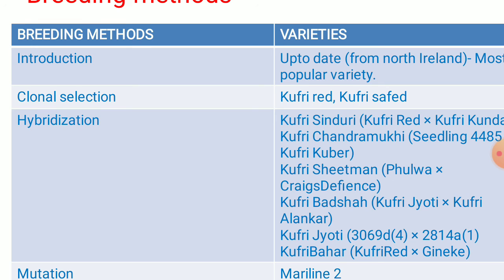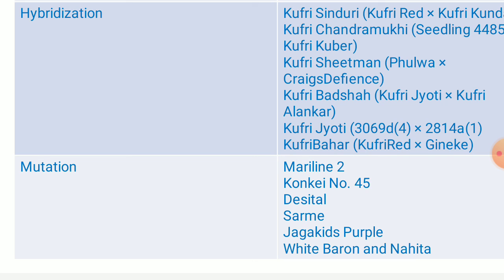Then hybrid. Mutation breeding, Maryline 2, Kufri number 45, etc.